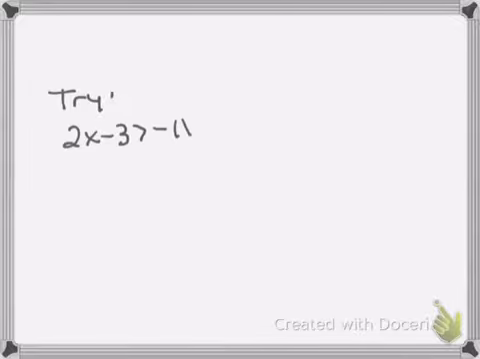2x minus 3 is greater than negative 11. So we're going to draw our wall. We'll start by adding 3 to both sides. That gives us 2x on the left and negative 8 on the right. Notice I'm still bringing down the greater than symbol. I have no reason to turn it.